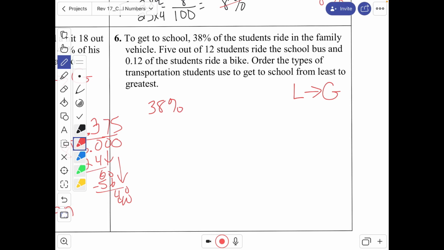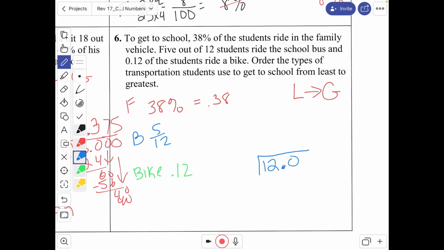So 38% ride the family vehicle. That would be like a car. So family vehicle. And then 5 out of 12 ride the bus. And 0.12 ride a bike. 38% would be 0.38. 5/12, well, that doesn't simplify, and it's not one that we've memorized. Gonna have to divide that one.